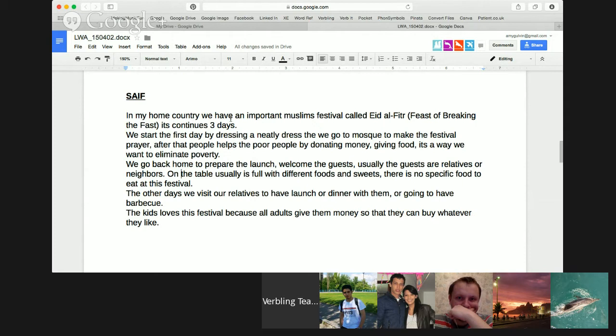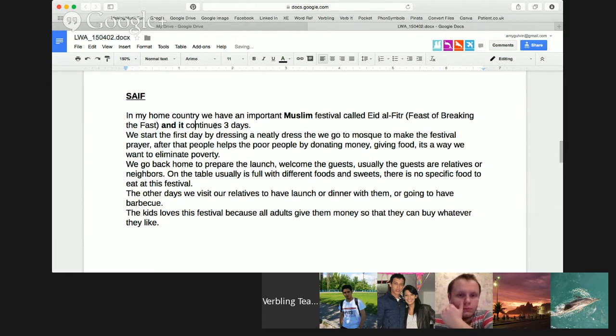In my home country, we have an important Muslim festival. So Muslim can be used just like Catholic as an adjective, and you don't need to have it in a plural, called Eid al-Fitr, Feast of Breaking the Fast. And either you need to put and or you need a new sentence because you can't just put it straight after brackets. But let's put and because it's just a short point.